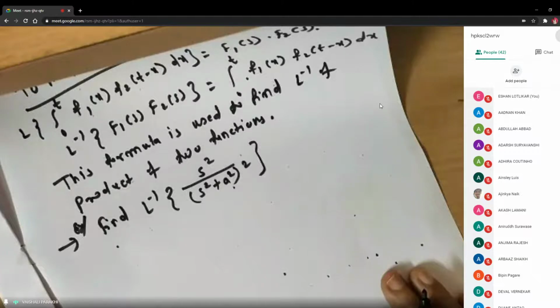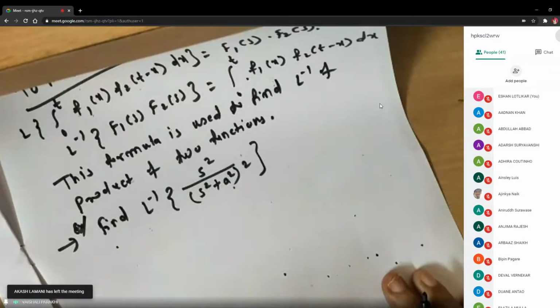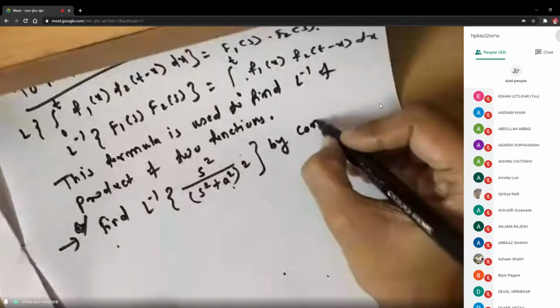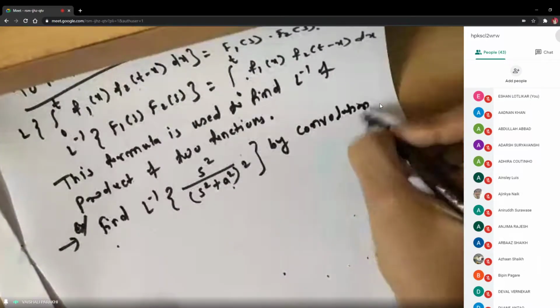Now see students, whenever the question is asked in the exam, they will definitely mention the convolution theorem. Find L inverse of the following function by using the method of convolution. Then only you have to go for the convolution theorem. Otherwise, simply don't go for convolution. And if the convolution theorem is asked, you have to use it. You cannot use any other method. Even if you say I can go for partial fractions here, it is not allowed if it is asked to find L inverse by the convolution theorem or convolution formula.